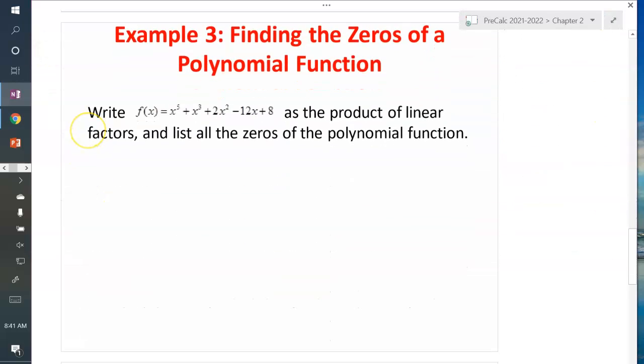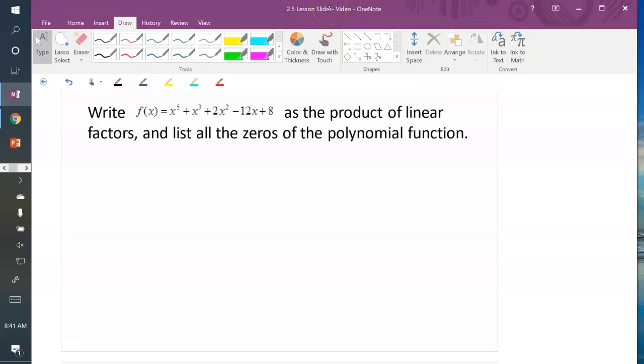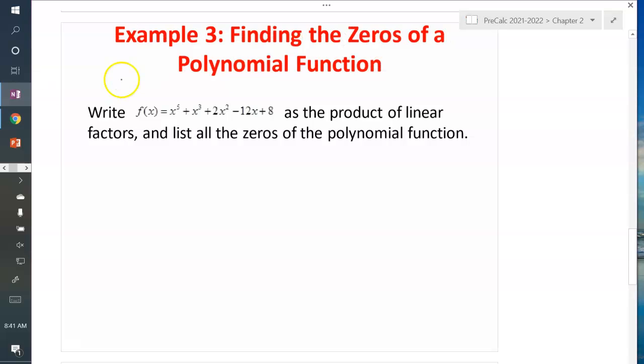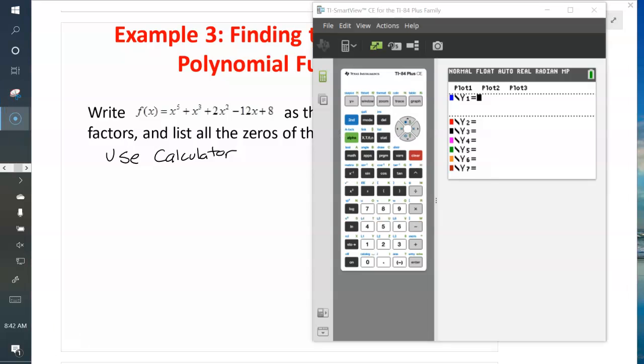All right, now we're going to find the zeros of a polynomial function. We're going to find them as a product of linear factors, and then we're going to list all of those zeros. So what we're going to do first is we are going to try to find some real zeros. And we need to do that graphically on our calculator. So use calculator. So pause the video while you go get your calculator. So graph this on your calculator.